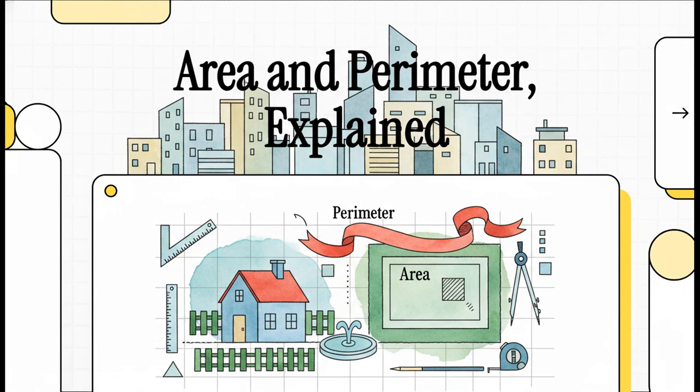Hey there, and welcome. Today we're diving into two of the most important ideas in all of math, area and perimeter. These concepts are basically the toolkit we use to measure, build, and understand the world around us. From how you lay out a room to how a city is planned, it all comes back to this. So let's get into it.